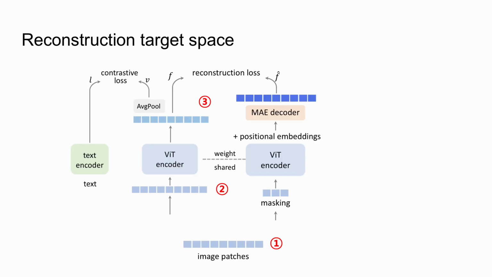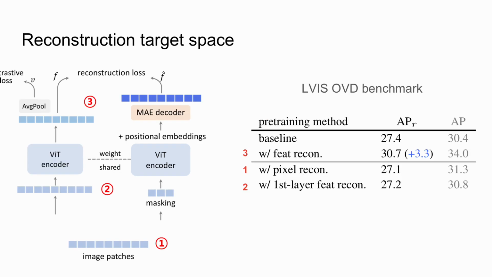Back to our pre-training, here we had several options for what to use as the reconstruction target. One is the raw pixel values as in the original MAE, two is the features right after the patchifying layer, and three is the very last feature map. To give you the answer first, we choose 3, because neither the raw pixels nor the early features were helpful in the OVD results. And reconstructing the last features, which are also being jointly trained with contrastive supervision, was the best and gave us a large gain of 3.3 AP rare.